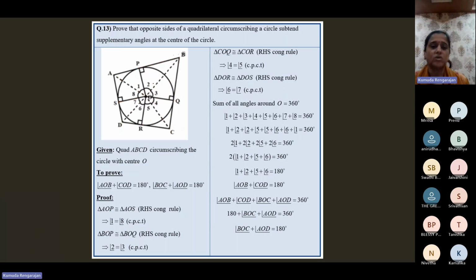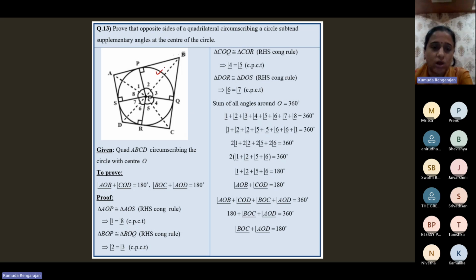Or you can use RHS also. You can use ASA. For RHS, you can say right angle. Here also right angle because radius is perpendicular to tangent. Hypotenuse, common side. Meaning the common hypotenuse. And some other side. Right angle, hypotenuse, and any other side. You can say this side is equal to this side. RHS. So use any of these congruence rules to show that the triangles are congruent.